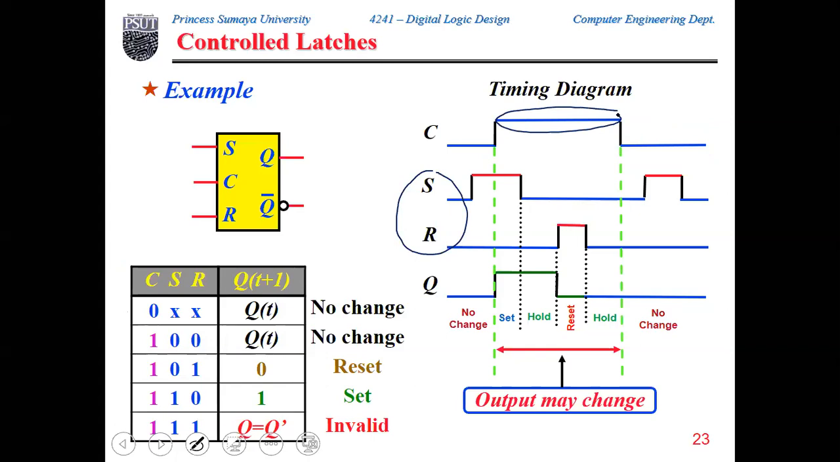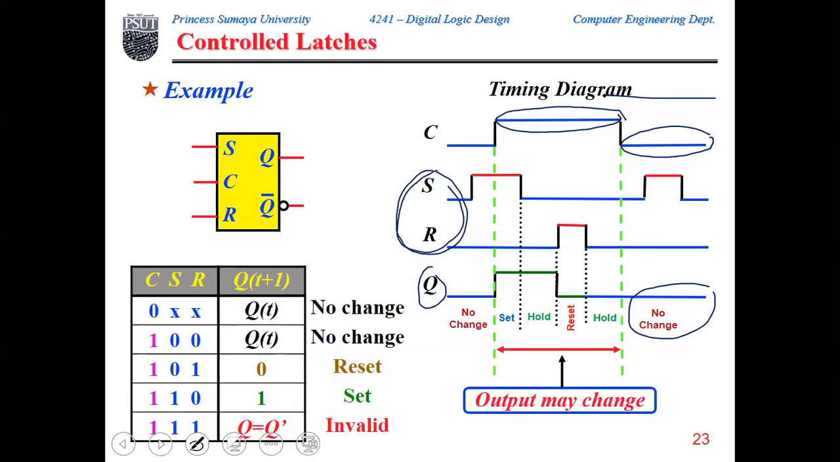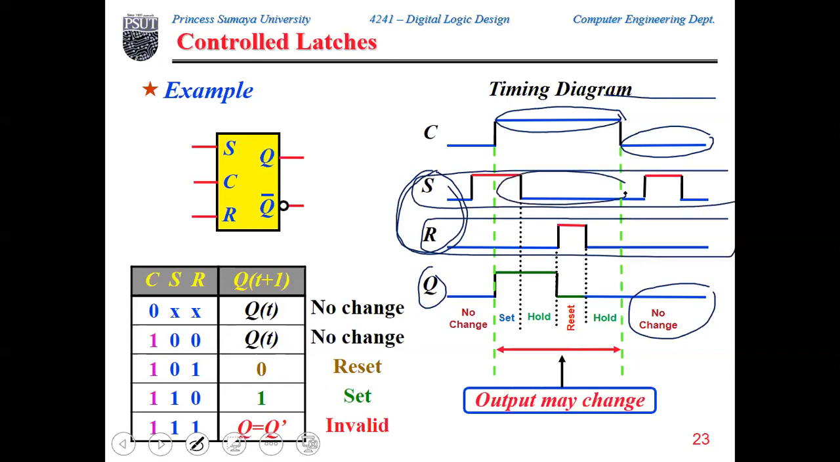This time might be this long, might be shorter, might be longer. We don't care. The most important thing is the idea. If the clock is 1, we need to look at S and R and reflect any change on them on Q. Otherwise, as long as the clock is 0, nothing happens to the stored value. Whether it is 0 or 1, the stored value stays the same. So this is easier to work with. You don't need to monitor this the whole time. You only look at this time only.